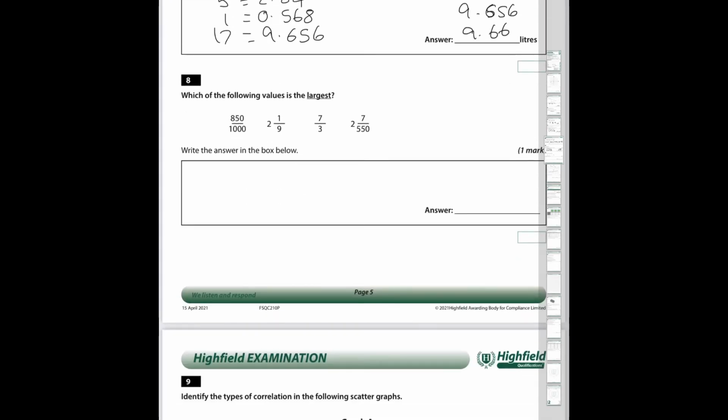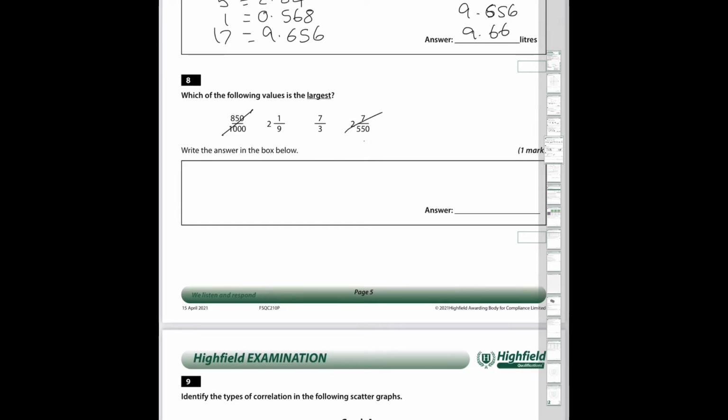Okay, question 8. Which of the following is the largest? Write the answer in the box below. So we've got a 2 with a fraction, a 2 with a fraction, 7/3, that's a bigger number at the top than the bottom, so we know that that's also a bigger number. This one here we can eliminate straight away because it's not even a whole number. 850 out of 1,000, as a fraction, is not even a whole number because it's a smaller number on the top than the bottom. So 2 and 1/9, or 2 and 5/50ths. Clearly that's a much smaller fraction, so 2 and 1/9 is the highest out of those, so we can cross that one off as well.